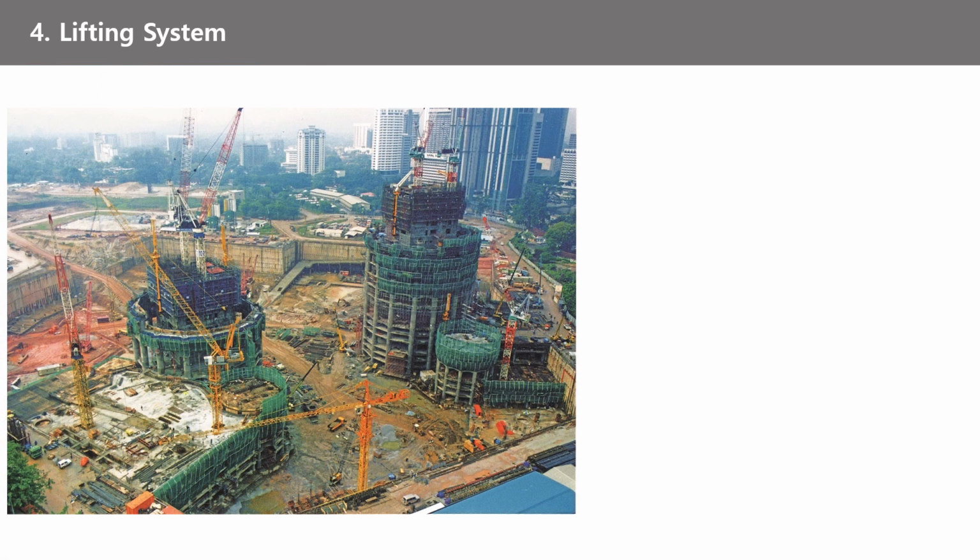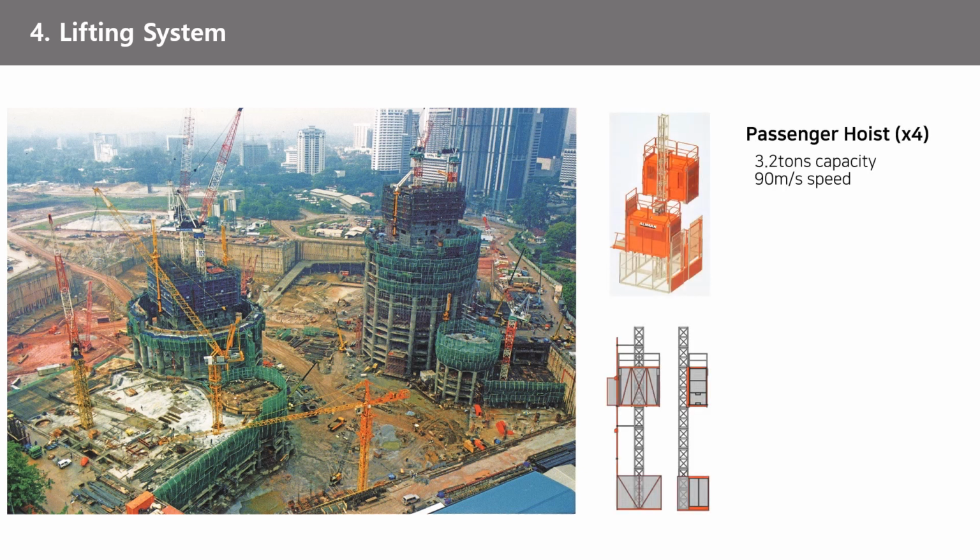Petronas Tower has 4 passenger hoists with 3.2 tons of capacity and 90 meters per second speed, and 1 material hoist with 3.6 tons of capacity and 152 meters per second speed. 2 passenger hoists are located at ground level, and the other 2 hoists are at 300 meter height, where the building is set back.